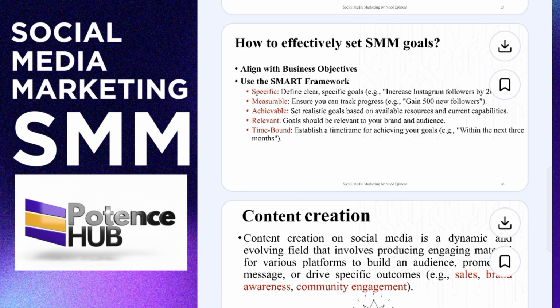Yes. Measurable, you have to be looking at, okay, within a specific period of time, I want to gain 1,000 followers. You understand? You have to measure whatever it is you're doing. Achievable, is it achievable? Now you look at a realistic base, availability of resources, and current capabilities. Do you have people employed who are supposed to be doing this for you, or are you the one who's going to be doing it yourself? These are things you put on that check.